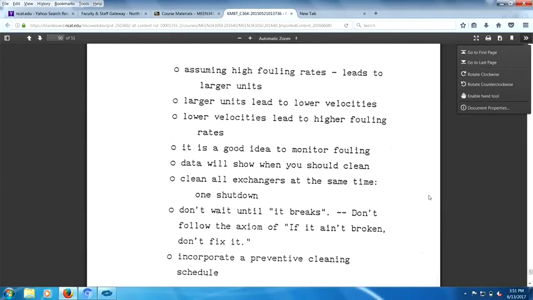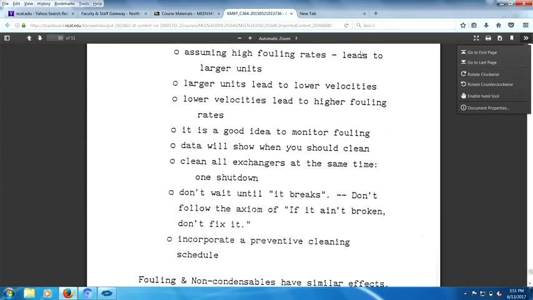Okay, there we go. Assuming higher fouling rates, don't. First off, you don't know what the fouling is going to be. You don't have a clue. But if you assume higher fouling rates, it's a self-fulfilling prophecy because you will get higher fouling rates, right? Larger units lead to lower velocities, lead to higher fouling.